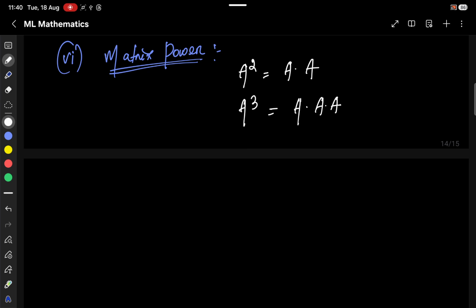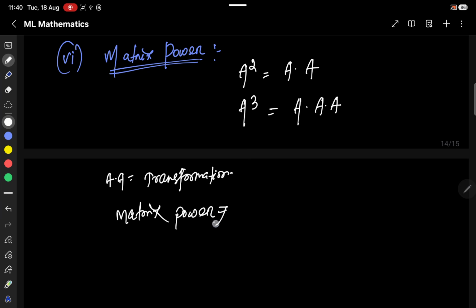So matrix powers means what? The transformation which we are doing. So what is A dot A? It's nothing but a transformation, right? I can say it is a transformation. So matrix power is nothing but the same kind of transformation happening, because that same element is getting multiplied again and again and again.